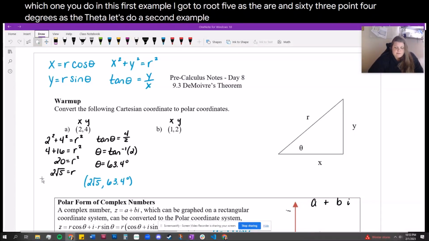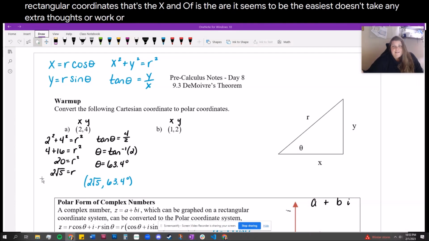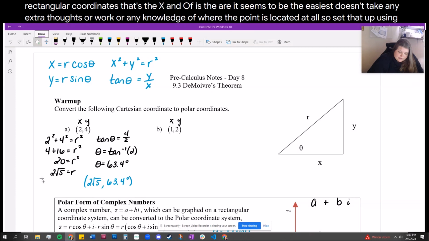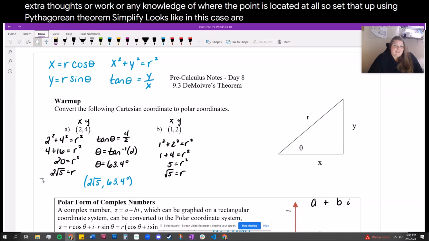Let's do a second example. We have the point (1, 2), which is in rectangular coordinates. That's the x and y. And I think the first thing to start with is the r. It seems to be the easiest. It doesn't take any extra thought or work or any knowledge of where the point is located at all. So set that up using Pythagorean theorem, and then simplify. Looks like in this case our r is √5.